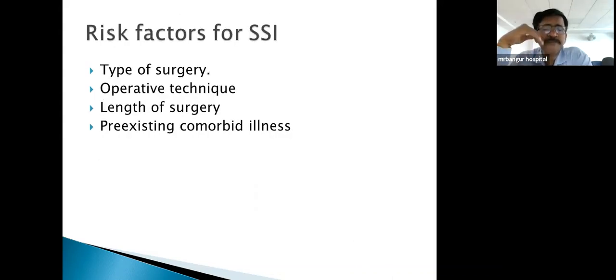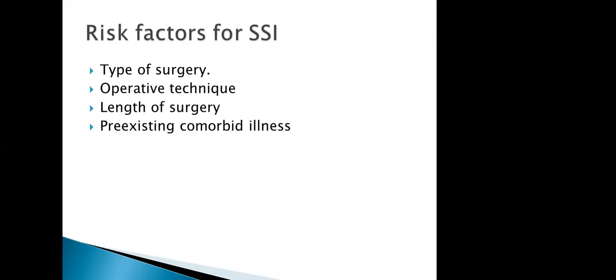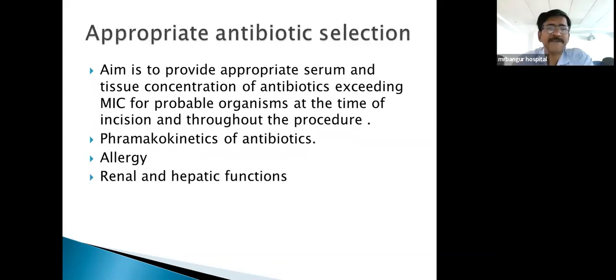We have already discussed different risk factors for surgical site infection. These include the type of surgery, whether it is contaminated, clean contaminated, or dirty surgery. The operative technique is important. Good tissue handling, minimal blood loss, and less chance of post-op anastomotic leak are all important for surgical site infection. The length of surgery is important, because if you prolong the surgery, you sometimes need to repeat the antibiotic dose. And pre-existing comorbid illness is one of the important factors.